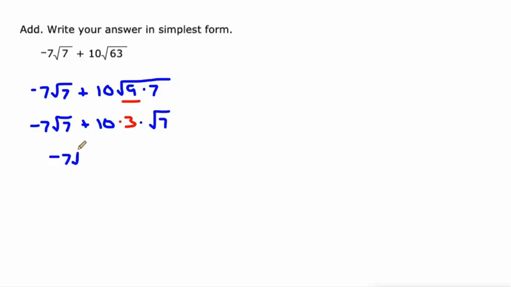That would then become negative 7 times the square root of 7 plus 30, 10 times 3 is 30, times the square root of 7. And now we can add these two coefficients here and make 23 times the square root of 7.